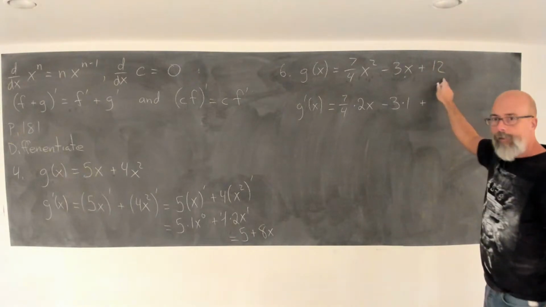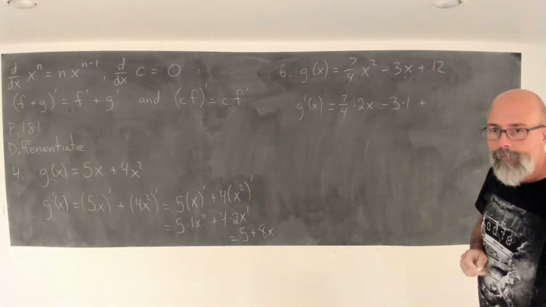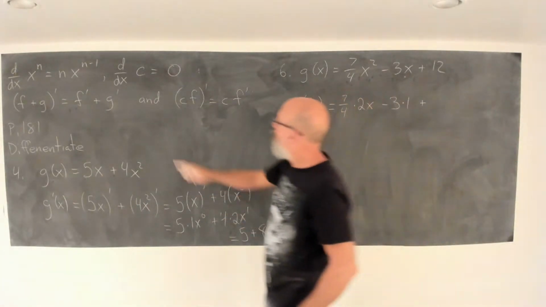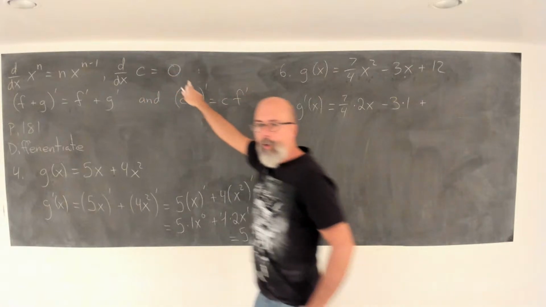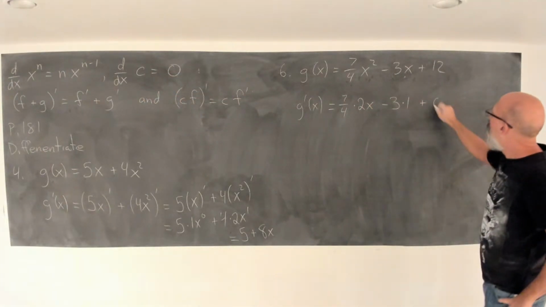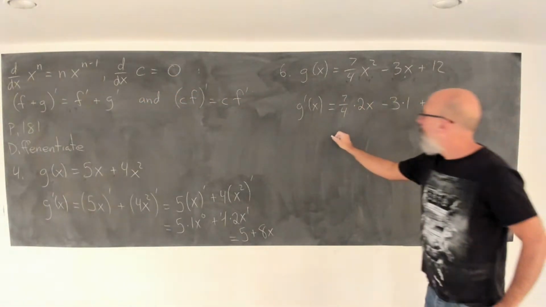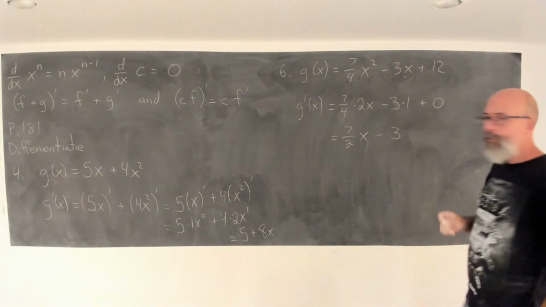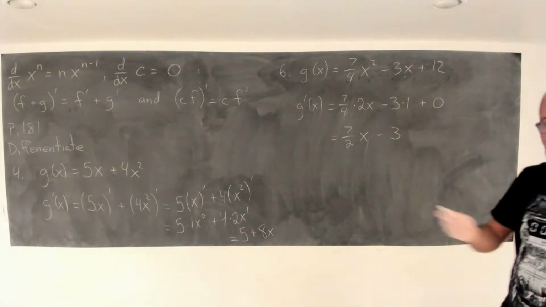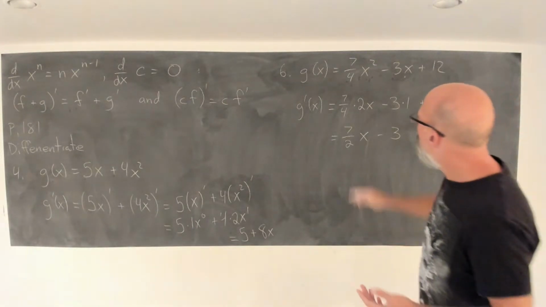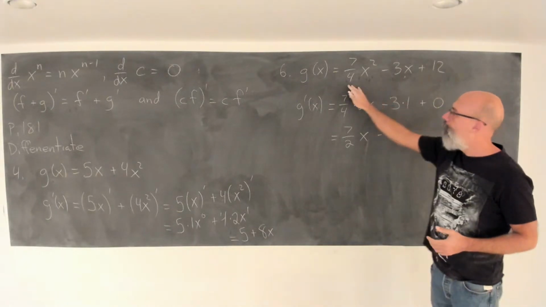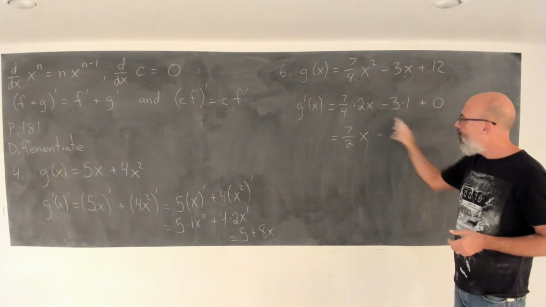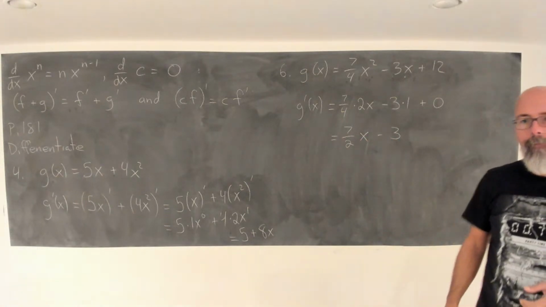Derivative of 12. What is the derivative of 12? 12 is a constant. The derivative of a constant is 0. There it is. This is 7 over 2x minus 3. Again, it's a nice exercise to do this derivative from the definition and make sure that you're able to get this as the answer.